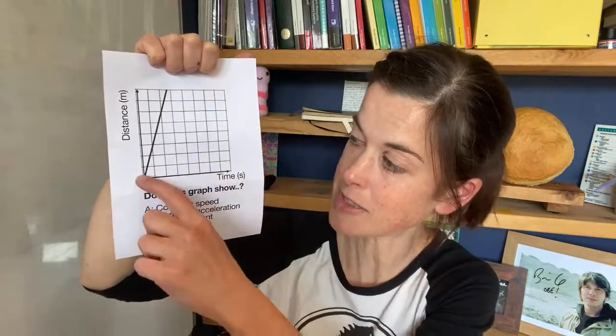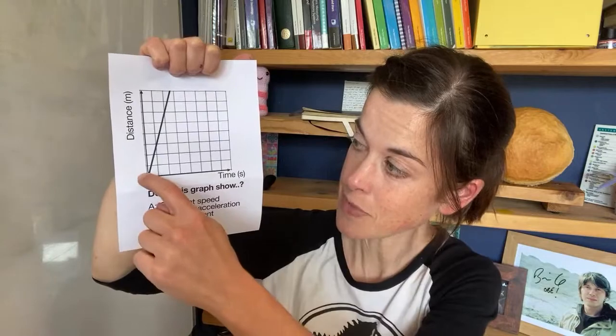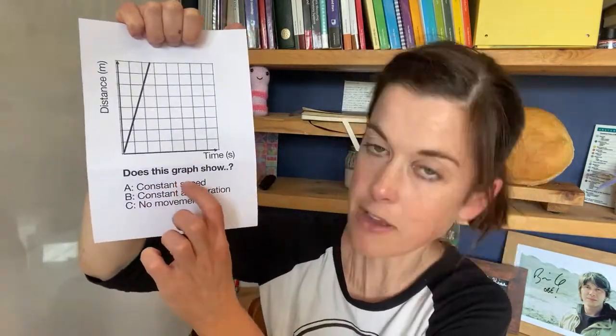It is travelling at speed. Time is going by and it is travelling some distance. And the distance keeps changing. And it's changing by the same amount each time because it's a straight line. So that is the answer A, constant speed. Well done if you got that. Right, now I'm going to take the multiple choices away. Oh, brutal.